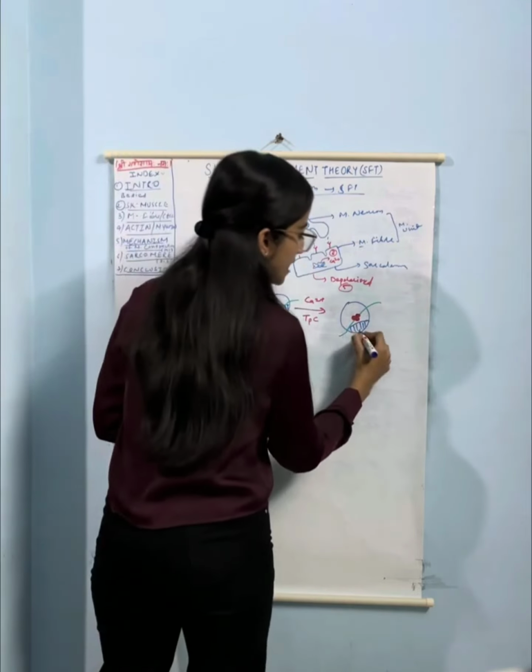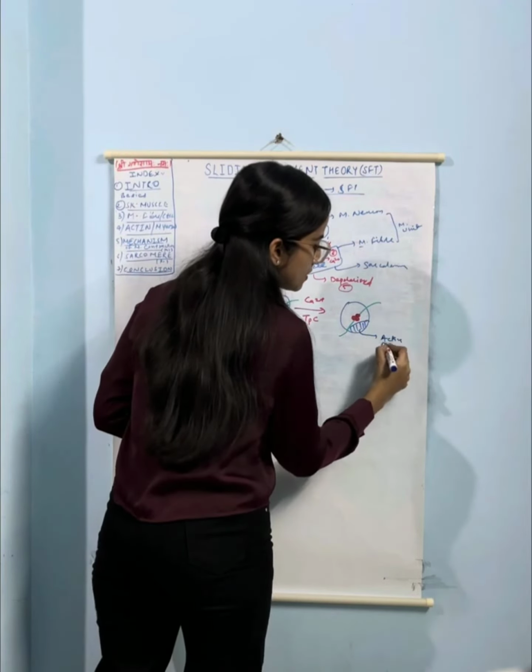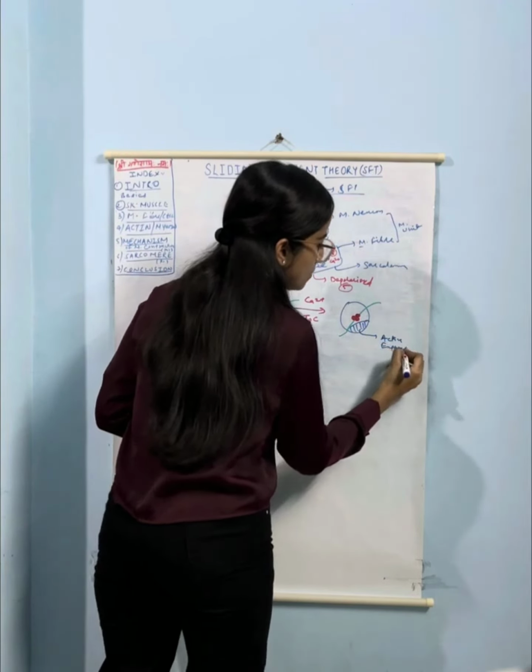And now this active site is exposed. So now this calcium ion got bound to TnC. This is my 7th step, and it resulted in the exposure of this actin. And this is my second diagram.